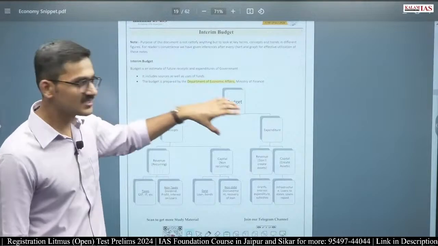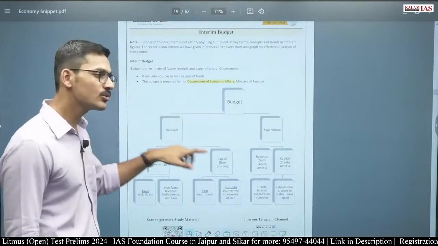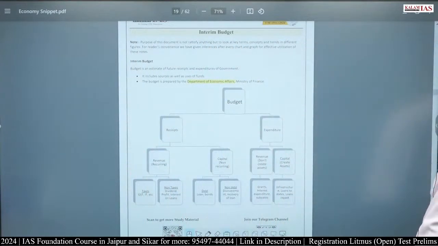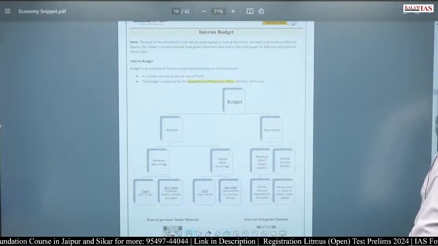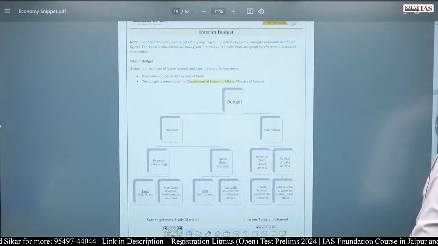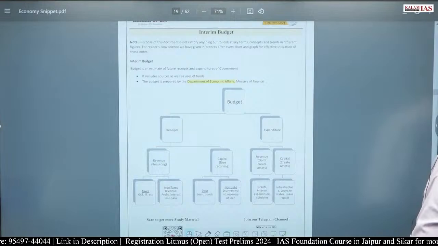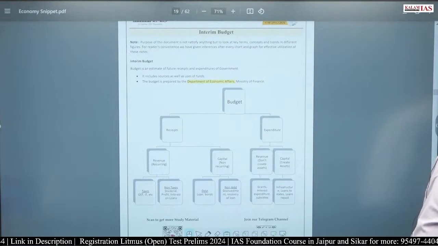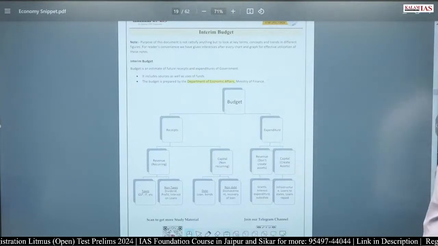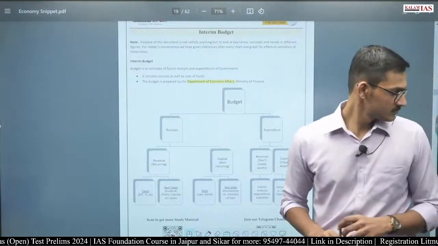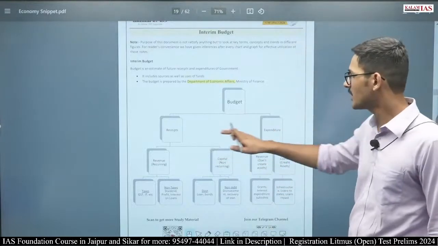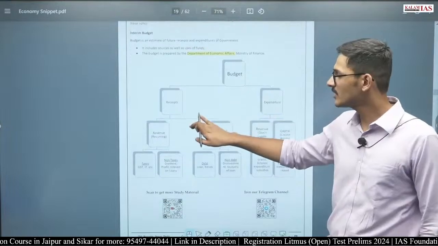Now in the budget there are two sides, receipts and expenditure. There are receipts of two types, revenue and capital receipts. Revenue receipts are basically the recurring receipts, and capital receipts are the ones which are non-recurring. So receipts are of two types, revenue receipts and capital receipts. Revenue receipts are the ones which are recurring in nature.